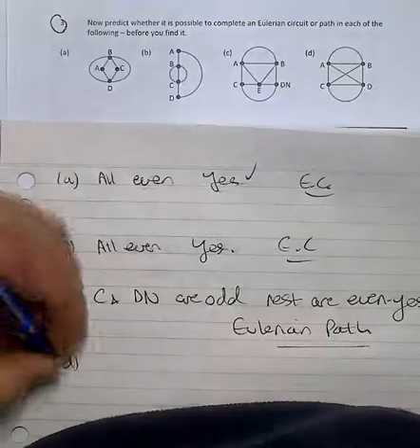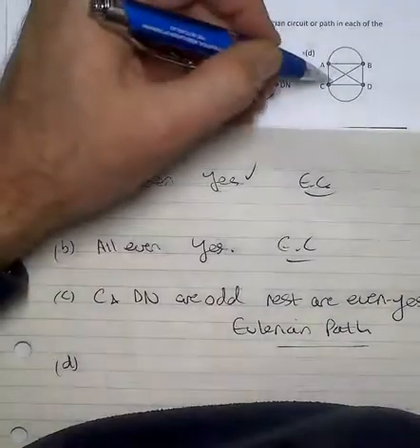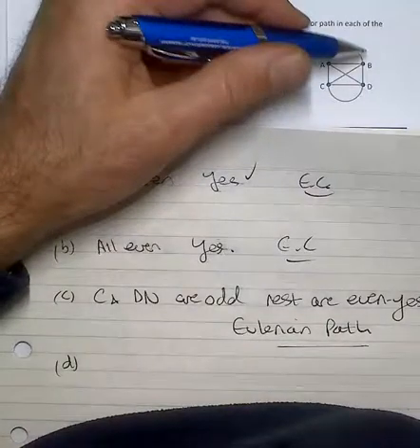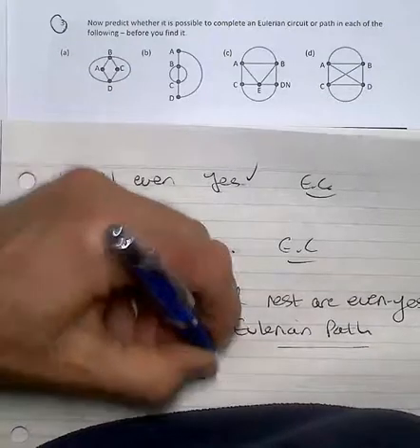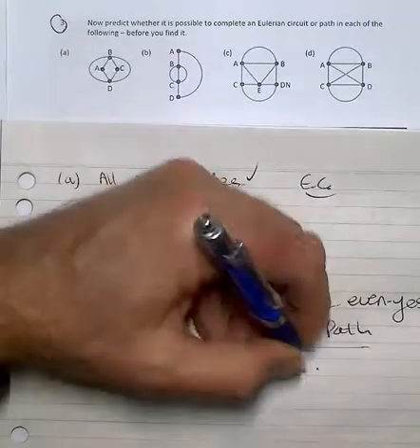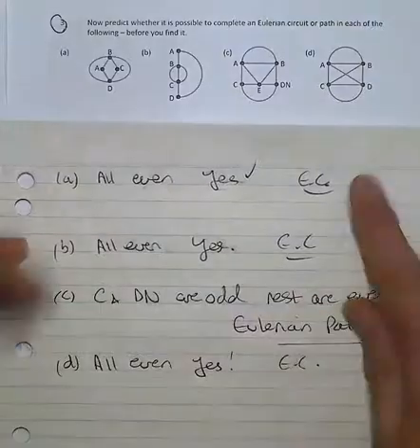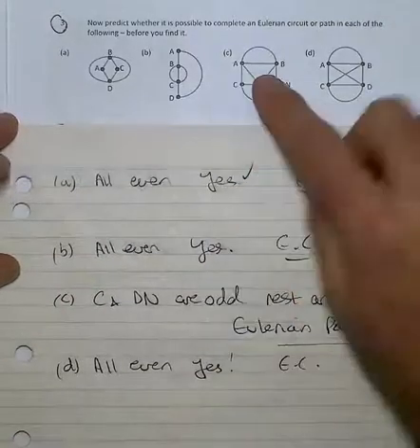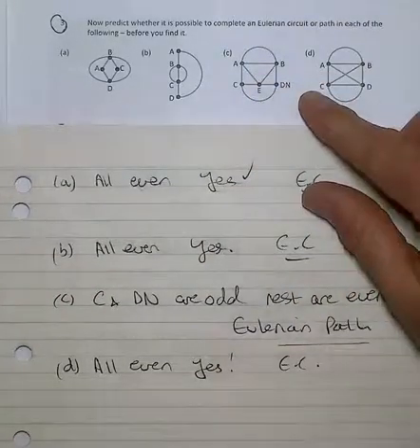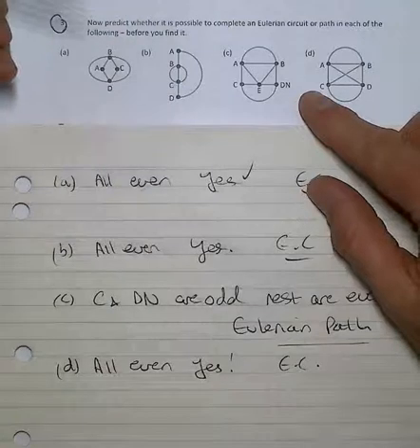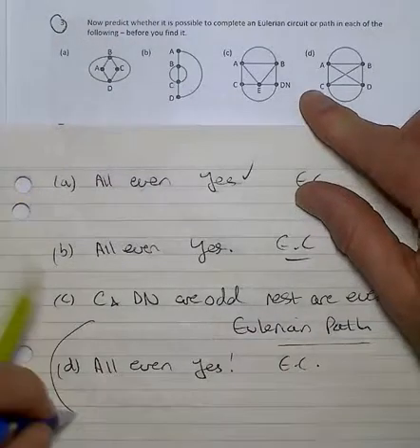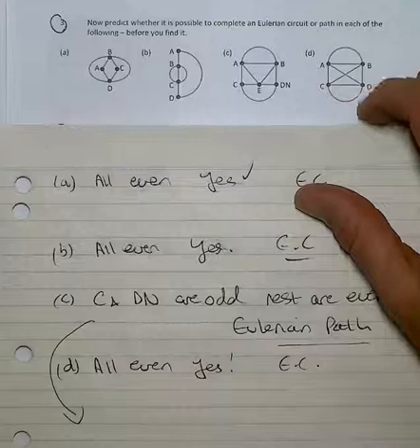For D, in the case of D, all are even. So yes, a Eulerian circuit exists. Now, I'll work through the case of C, and I'll leave you to draw and work out, label a Eulerian circuit in those cases. So we'll have a look at C and a Eulerian path example.